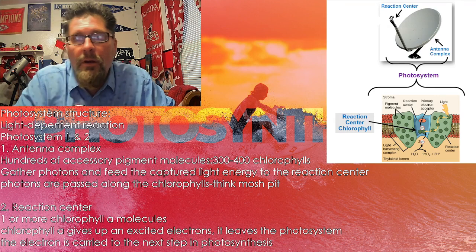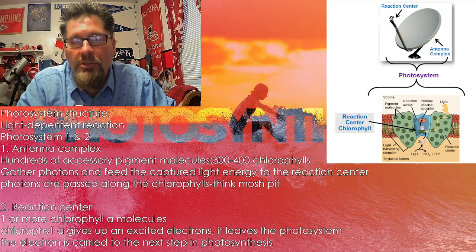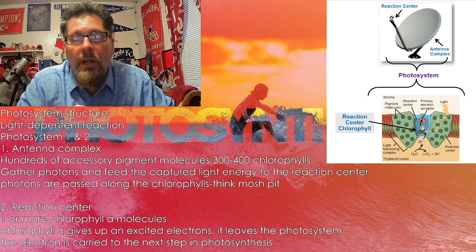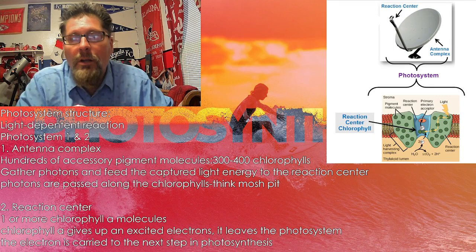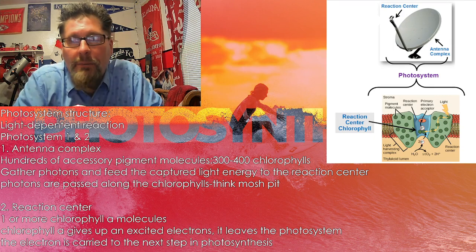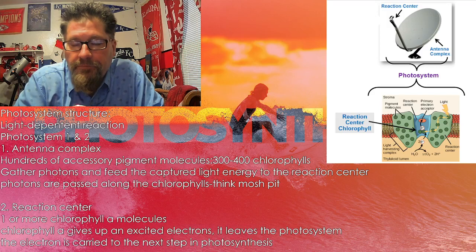Now in the photosystem structure, we've got these photosystems, photosystem 1 and photosystem 2. They are the main aspects of the light dependent reaction. And in a similar way, you can think about them like a satellite dish that you see in the diagram over to the far edge there.